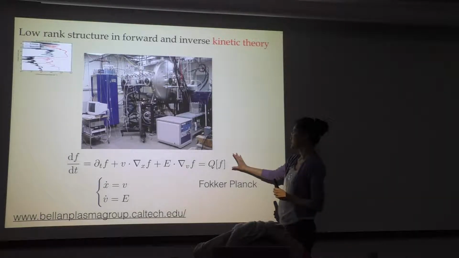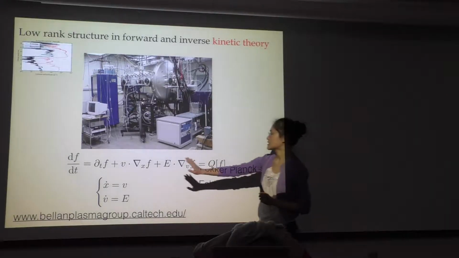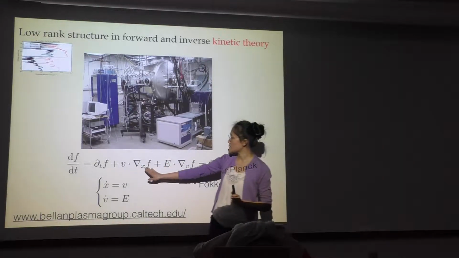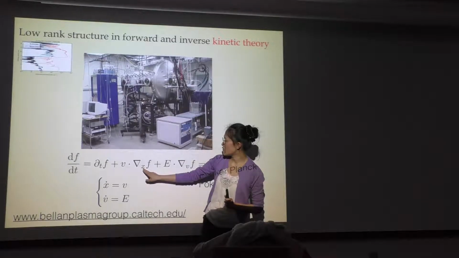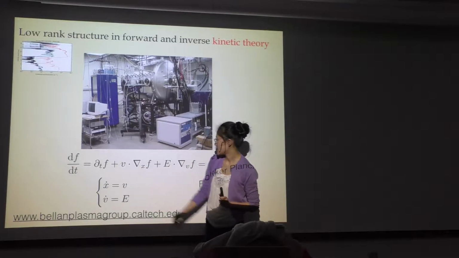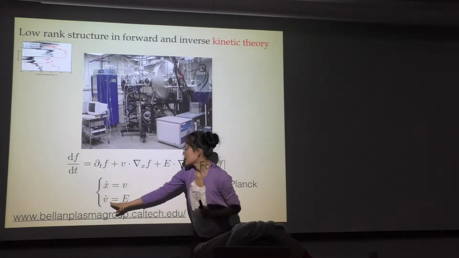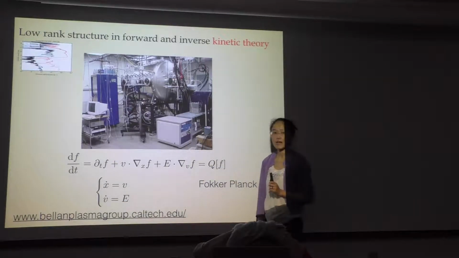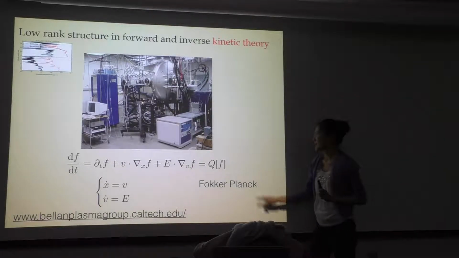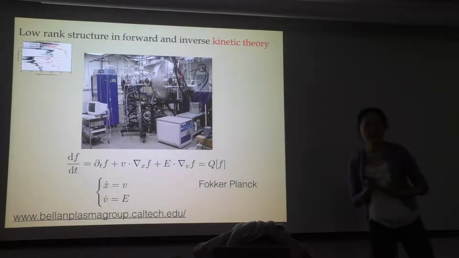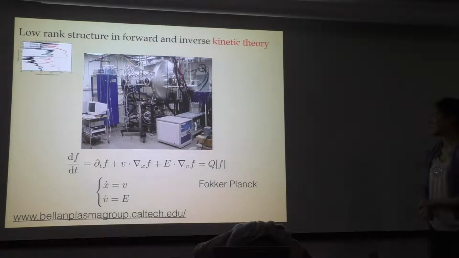If you watch this equation, the time dynamics get governed by 3 terms. This term tells you my particles move in direction x with velocity v, and this term tells you my particles with velocity v get accelerated or decelerated by the electric field E. And the right-hand side is a complicated integral operator, and he uses the Fokker-Planck operator. It's complicated, let's ignore the details, but this equation tells you the dynamics of plasma particles.